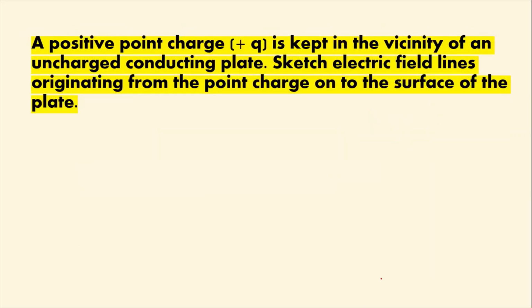A positive charge plus Q is kept in the vicinity of an uncharged conducting plate. So there is an uncharged conducting plate. Uncharged means there is no charge. And there is a positive charge plus Q placed in the vicinity. Vicinity means neighborhood. So you have to sketch the electric field.